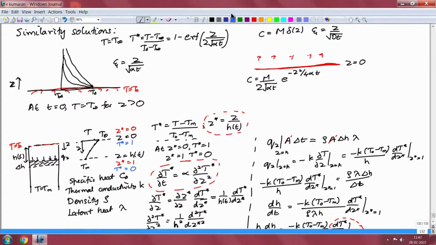So, in the last lecture we were looking at the use of similarity transforms, first for transport into an infinite medium. We had first considered the solution for transport into a semi-infinite medium bounded by a surface at a different temperature, and we looked at its evolution with respect to time. And the second, the injection of a pulse of finite mass within an infinitesimal thickness into an infinite medium, and its evolution in time.